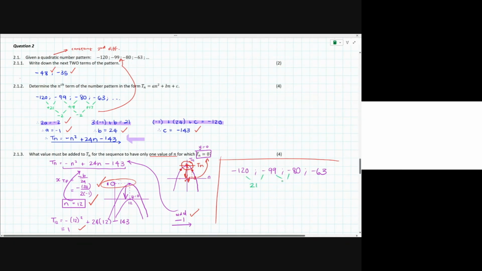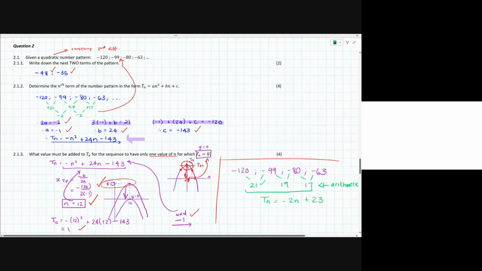21, 19, 17. These first differences form an arithmetic pattern. Okay, so a linear pattern. So I could find a Tn for this. So Tn would be equal to minus 2n plus 23. Yeah, I'm not making that up. That is actually the formula. If you substitute in 1, negative 2 times 1, negative 2 plus 23, 21.